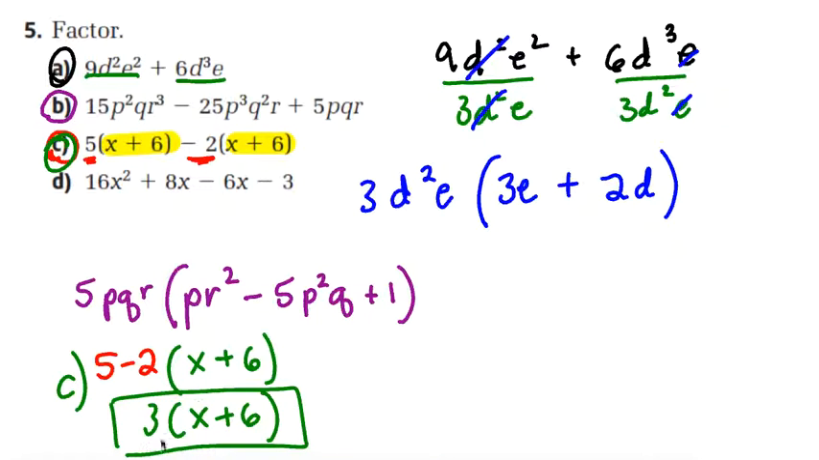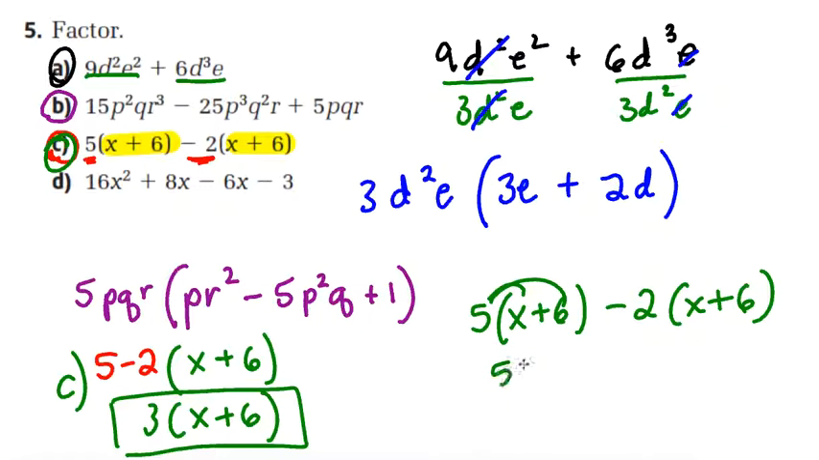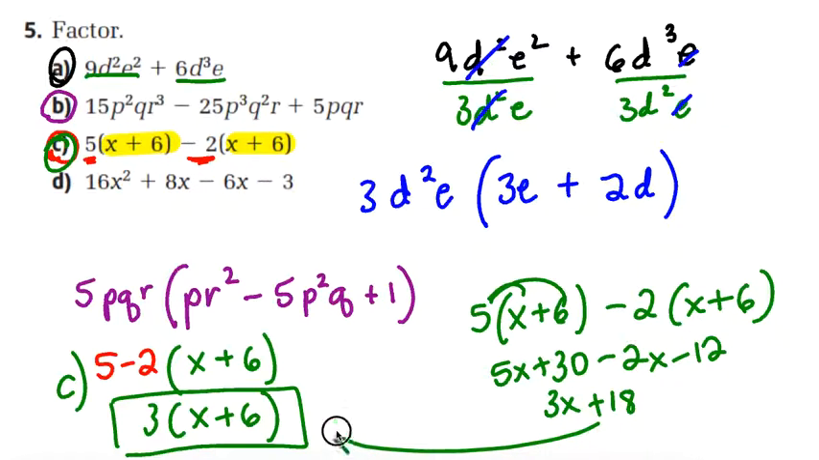And you think, oh, that doesn't really look right because it started as something with 2 pieces, but now it's got 1. But if you actually solve this problem out, if you actually expand this, you'll see it's 5x plus 30 minus 2x minus 12. So that will become 3x plus 18, which is the same thing as that. Just a new way to write it.